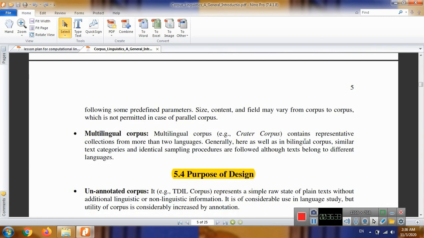Where texts are aligned following some predefined parameters like size, content, field may vary from corpus to corpus, which is not permitted in the case of parallel corpus. Another matter is a multilingual corpus, which contains a representative collection from more than two languages. Generally here, as well as in bilingual corpus, similar text categories and identical sampling procedures are followed. Also, texts belong to different languages.